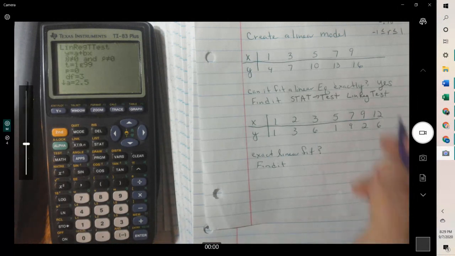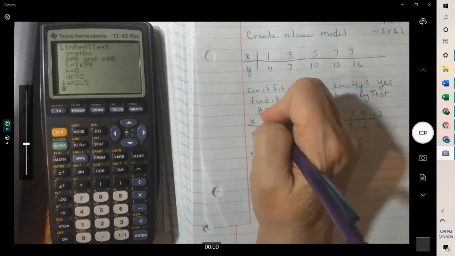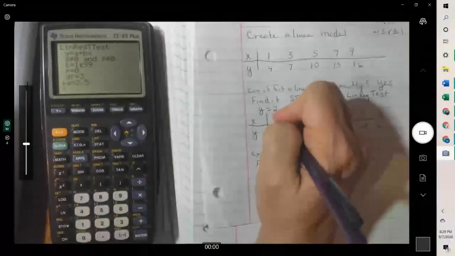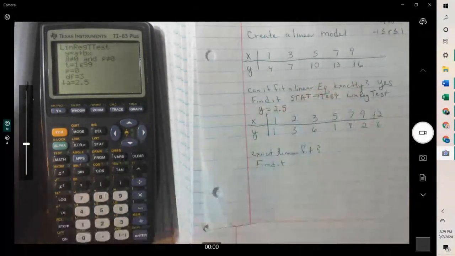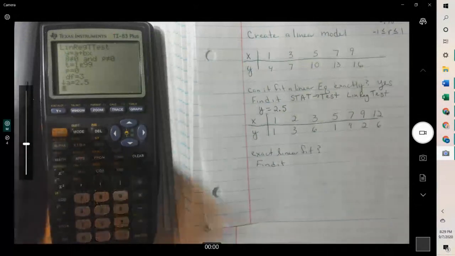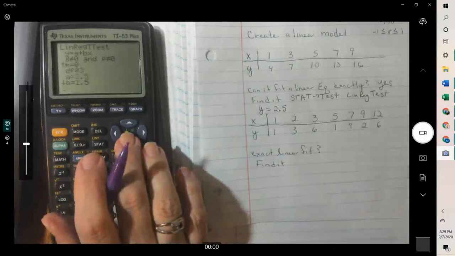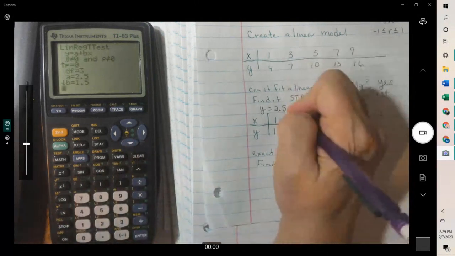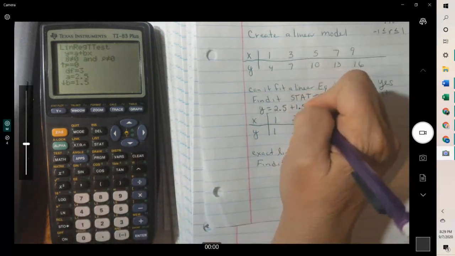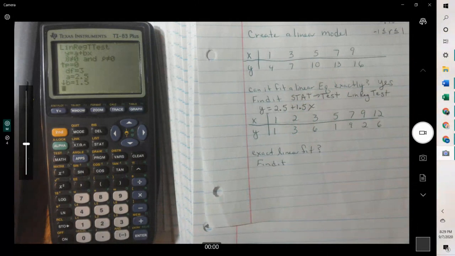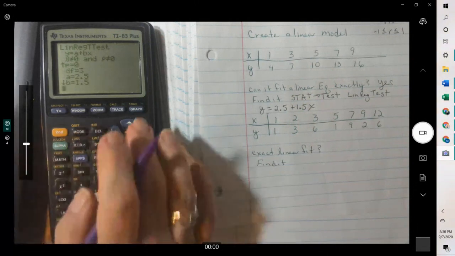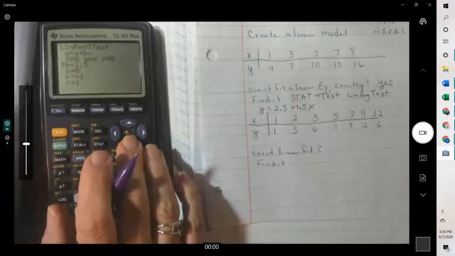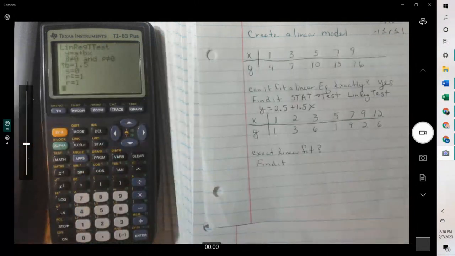Now notice it says y = a + bx, so the a value is 2.5. And then plus b, we have to go down. There's our b, so plus 1.5x. If we go down a little further, it will tell us our R. Notice R is 1. That means it was an exact linear fit.